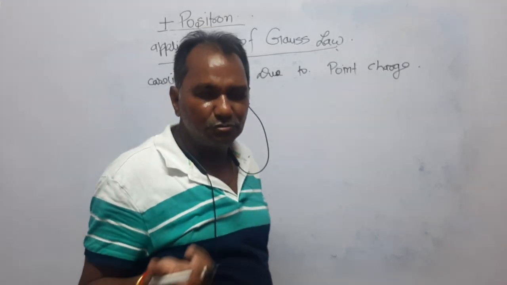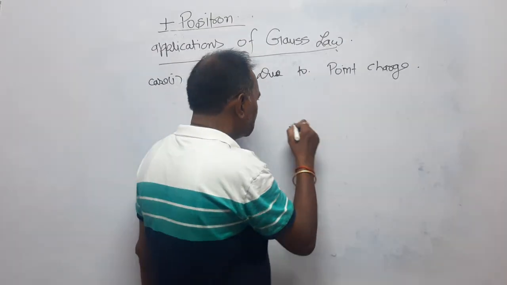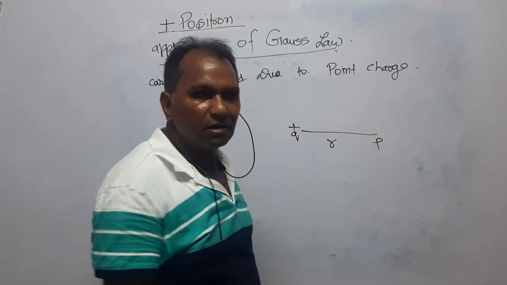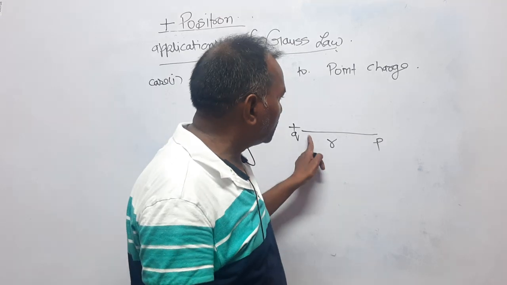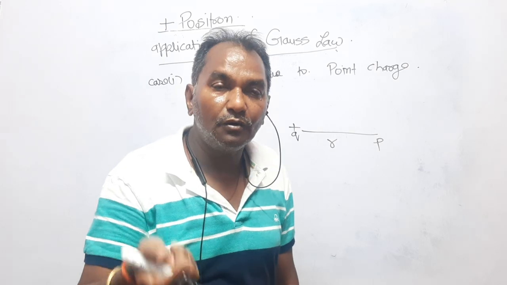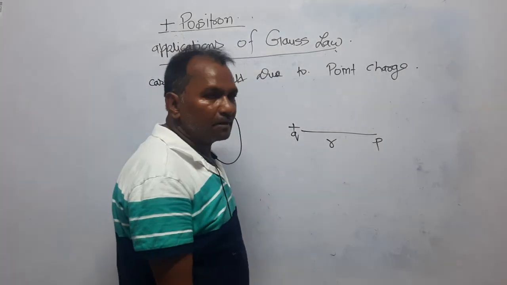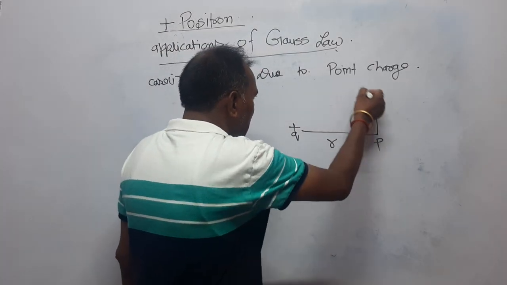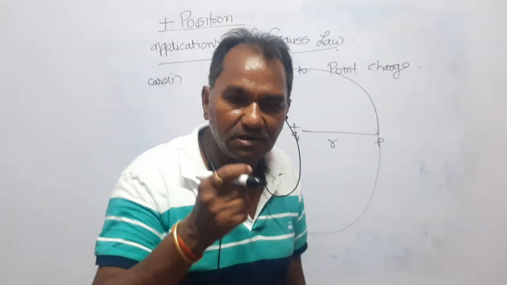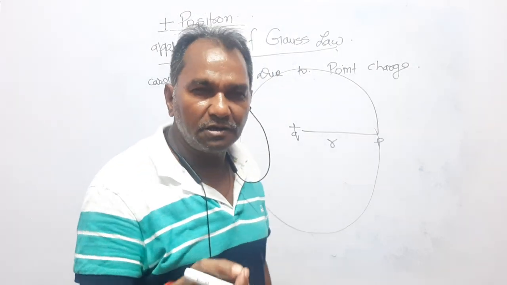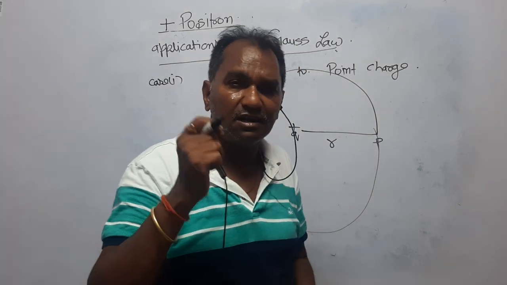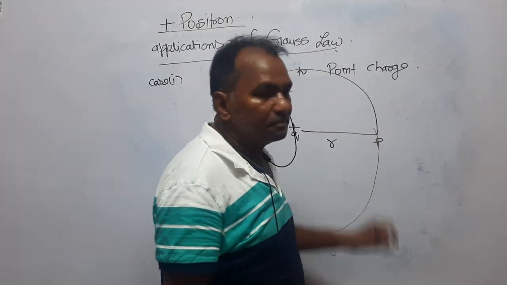As you usually find using Coulomb's law, here is a plus q charge. A point P is a small distance away. Now, applying the Gauss law, you have to find the field at point P. You know Gauss law can be applied only on a closed surface. This is open. So we are considering a sphere of radius r on which point P exists. In order to apply the Gauss law, I have considered a sphere of small radius on which point P exists.